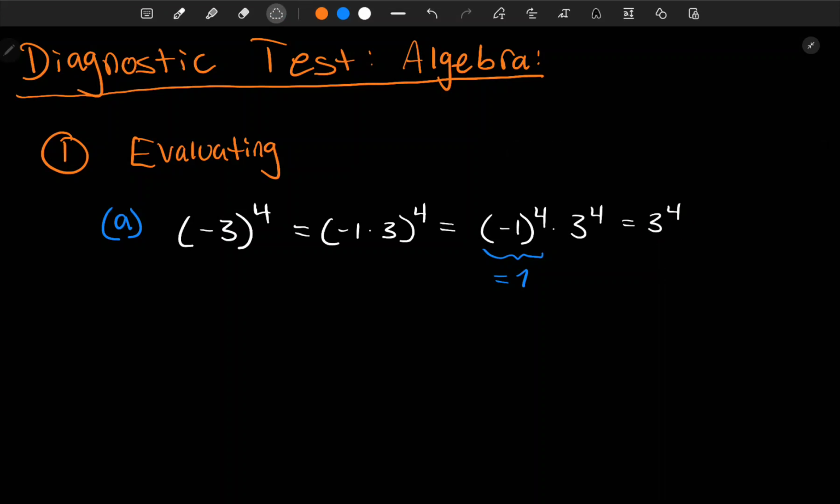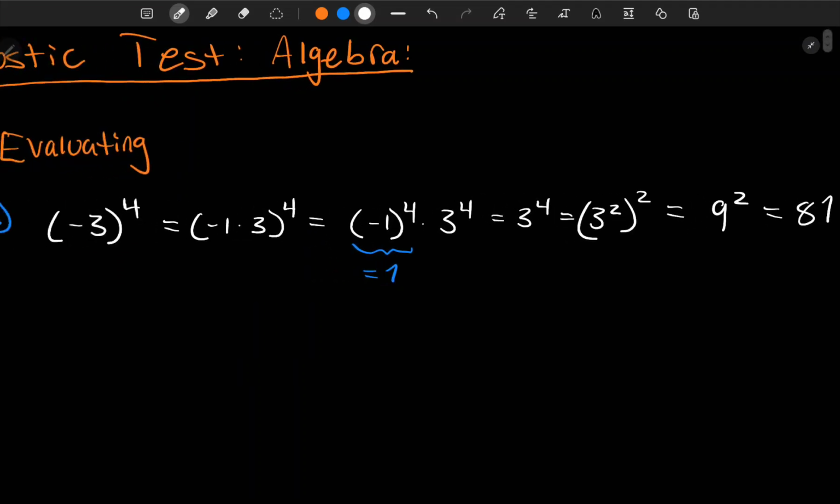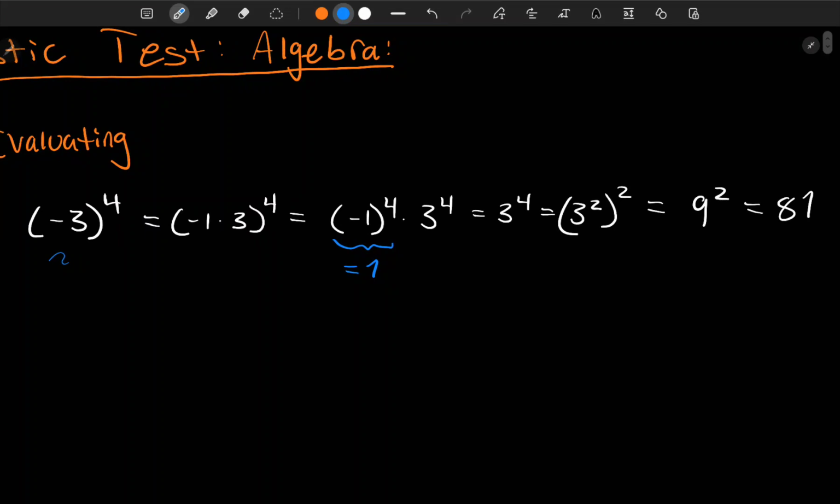And then from here you should be able to say, well, I know 3^4 is equal to (3^2)^2, and 3 squared is equal to 9. So this should be equal to 9 squared, which is equal to 81. So you should be able to see that (-3)^4 is equal to 81.